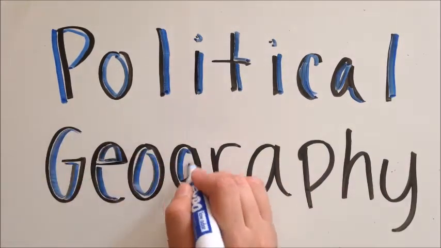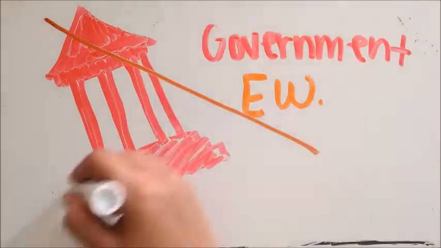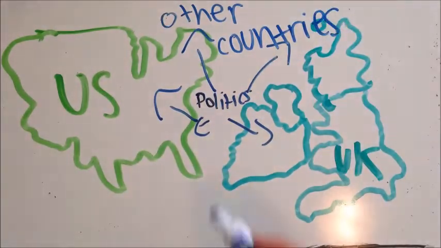Now let's get this started. What is political geography? Government politics? Ew. It is a spatial study of the organization and distribution of political phenomena.